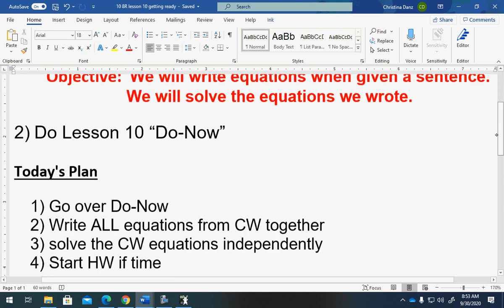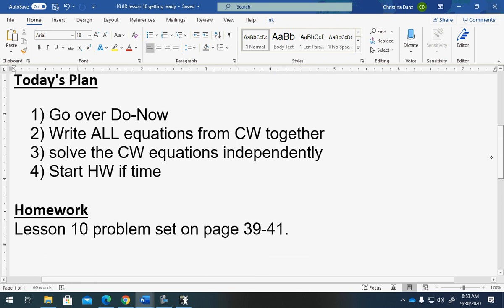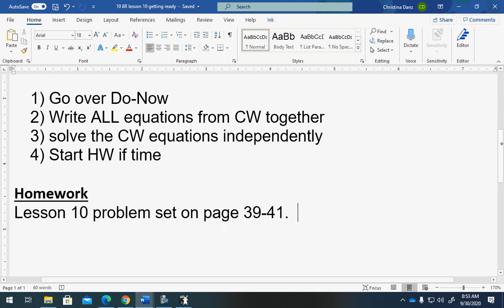So what I plan to do, let's go over the do now, did it. It says write all equations from classwork together. So I plan on writing them with you. And then you're going to solve those equations we wrote by yourself independently. And then if you're in class, at this time you'll start your homework. At home, you just start your homework right away. And your homework is the problem set. It's pages 39 to 41.